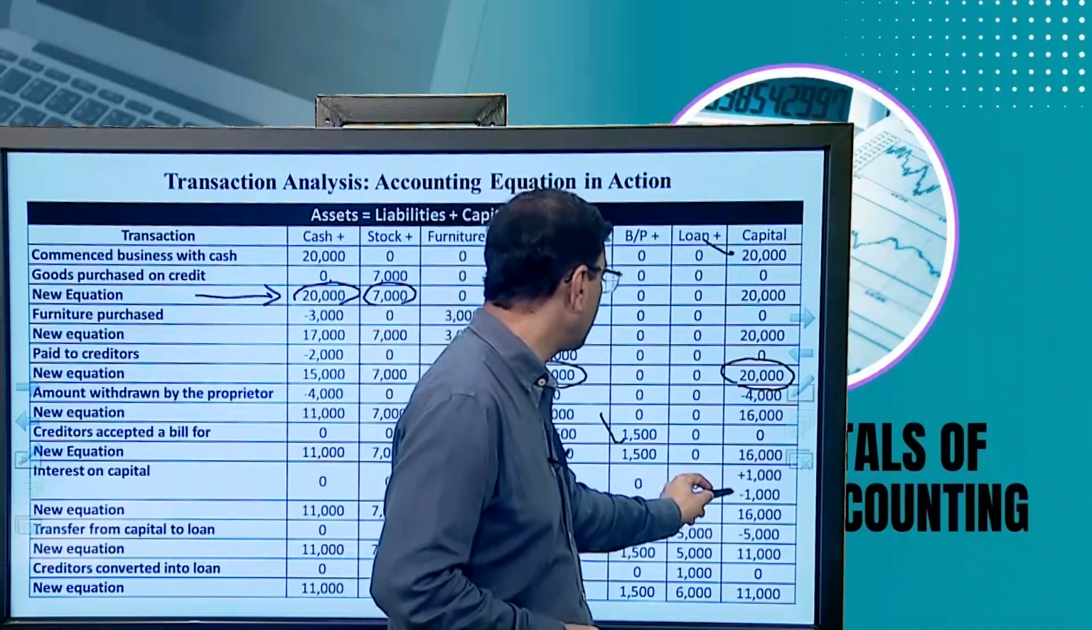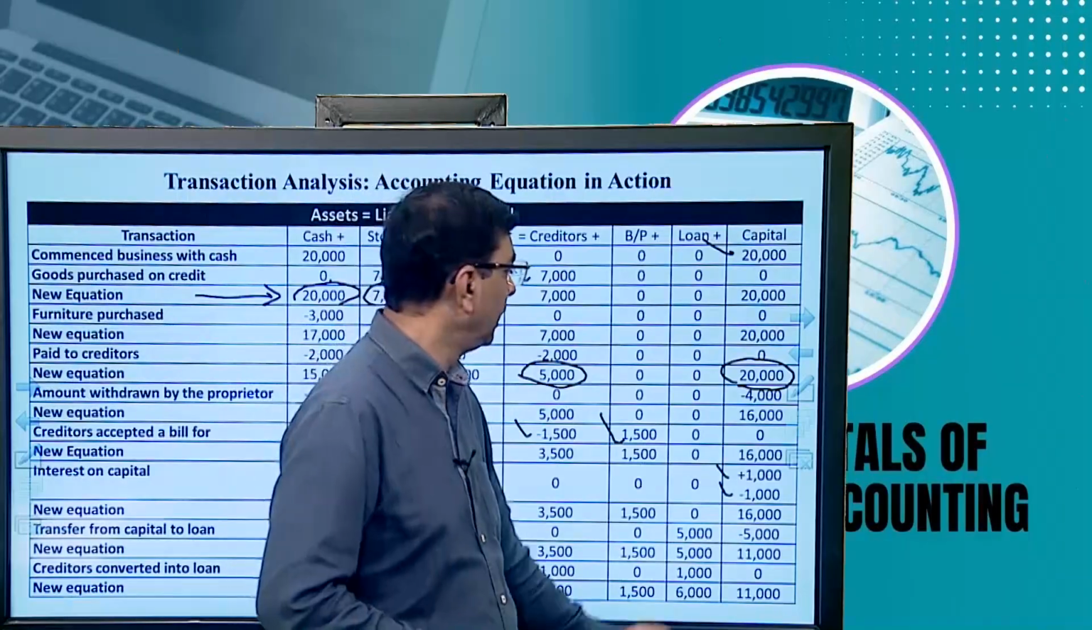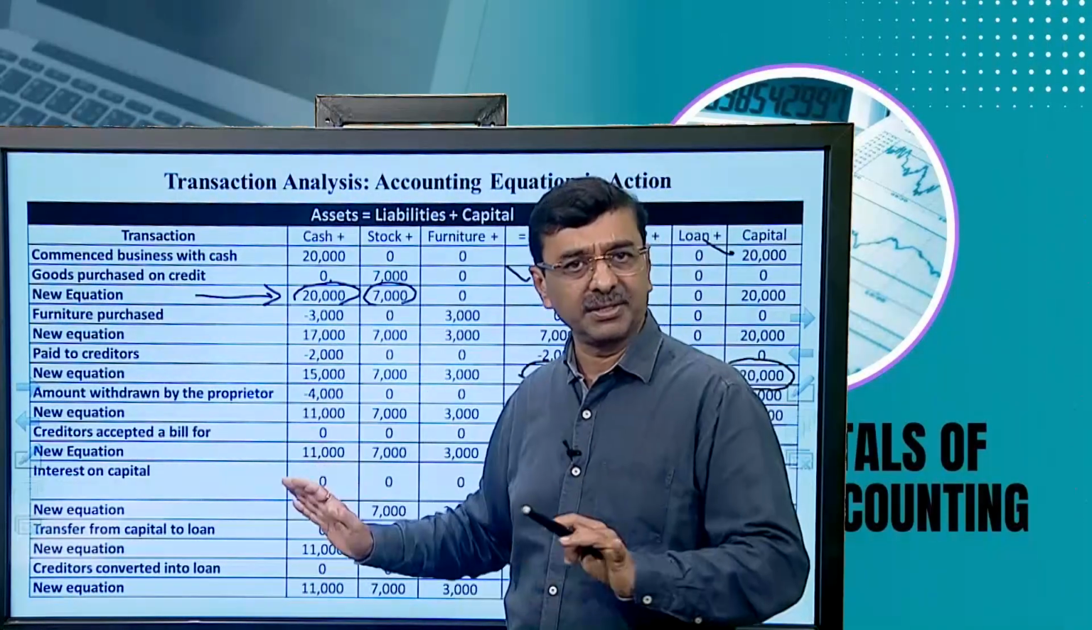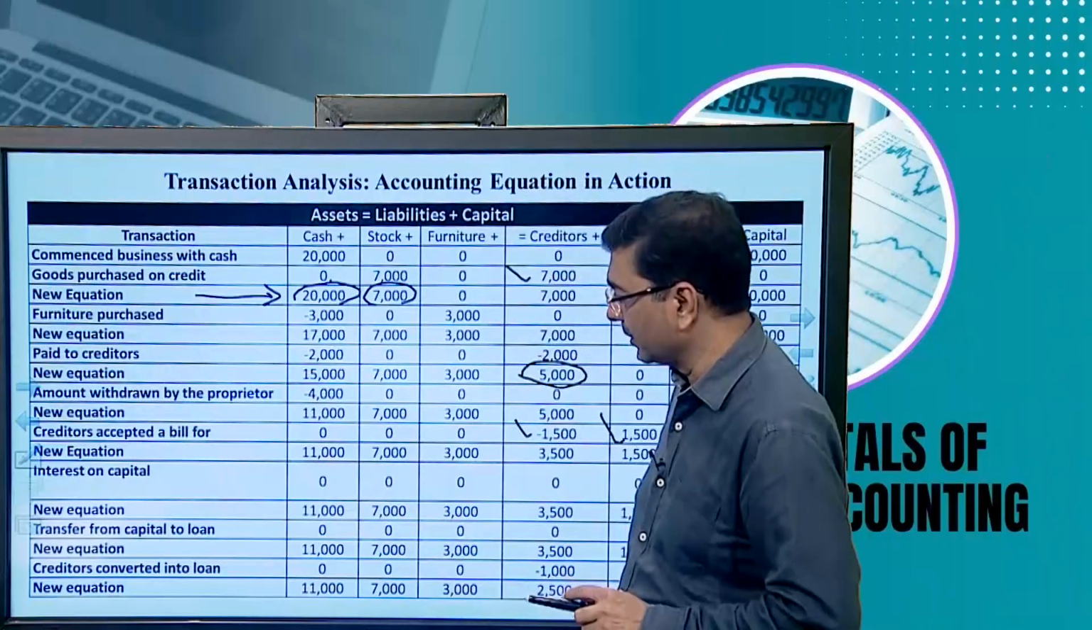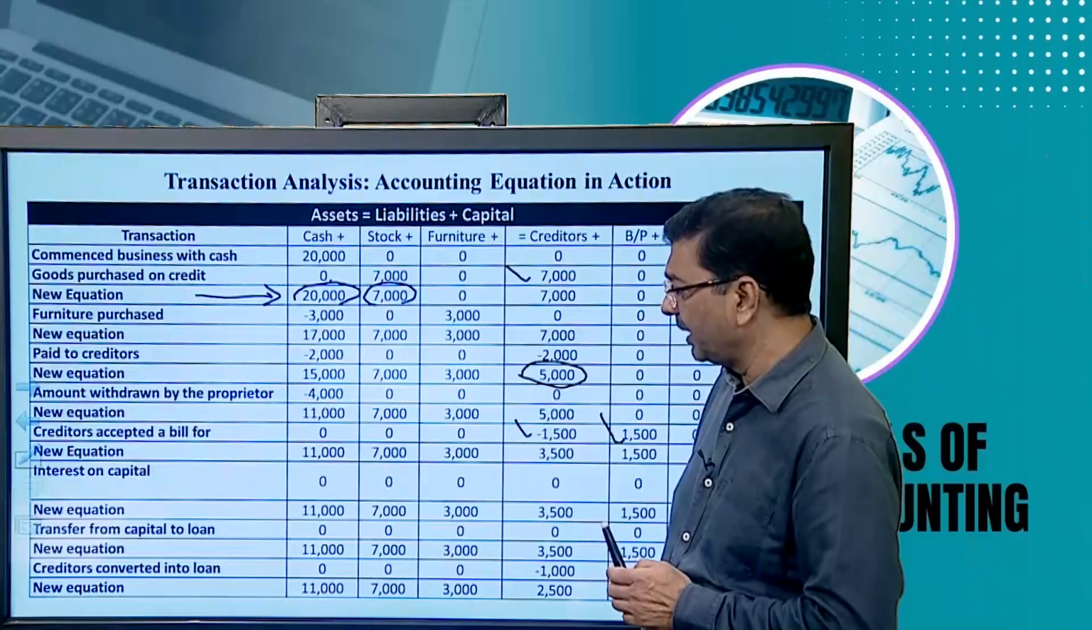So minus 1,000 and plus 1,000 affected the capital only. There will be no change on the capital. All remaining liabilities remain as they are, and the assets also have no change. Next is transfer from capital to loan.